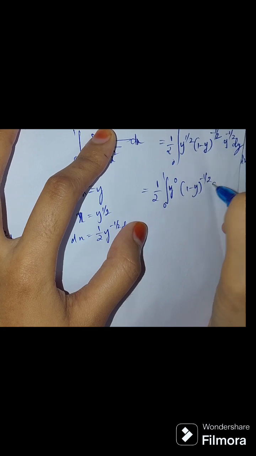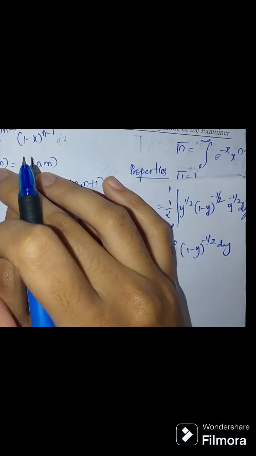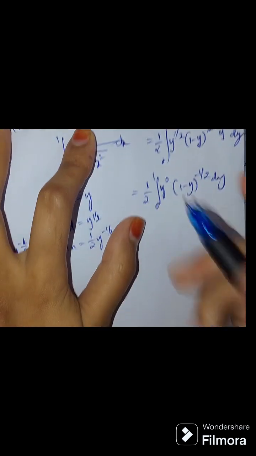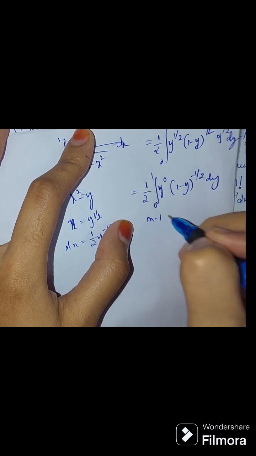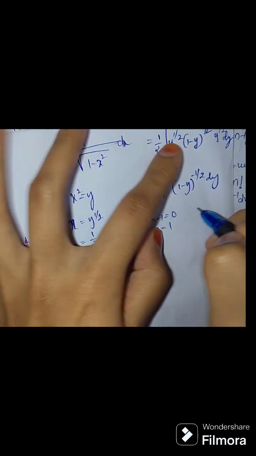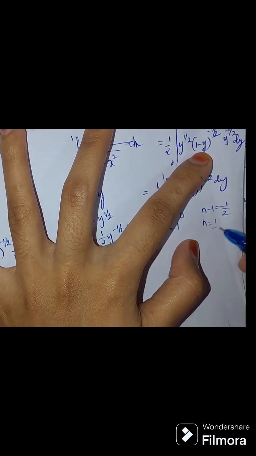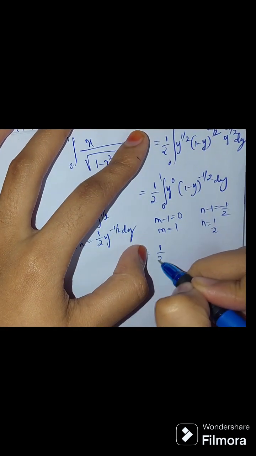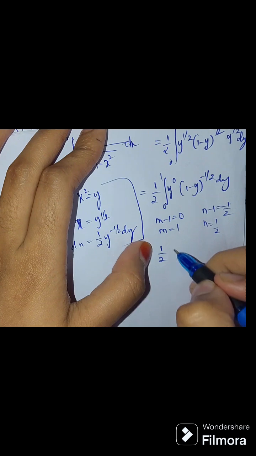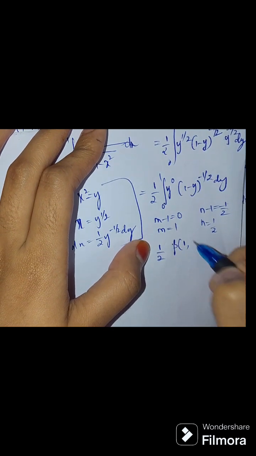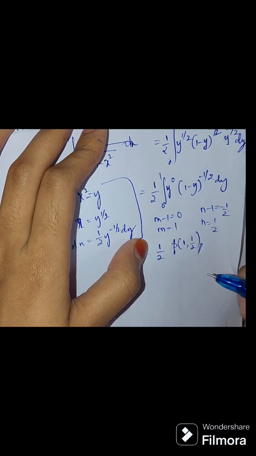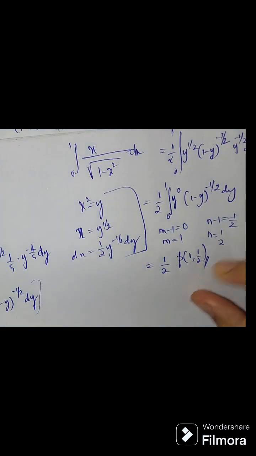Okay, now if I compare with my formula, I'll get m minus 1 as 0, so m will be 1, and n minus 1 as minus 1 by 2, so n will be 1 by 2. So the answer will be 1 by 2 beta of 1 comma 1 by 2. Okay, express in form of beta, so I'm leaving the answer here. See, next question I have this.